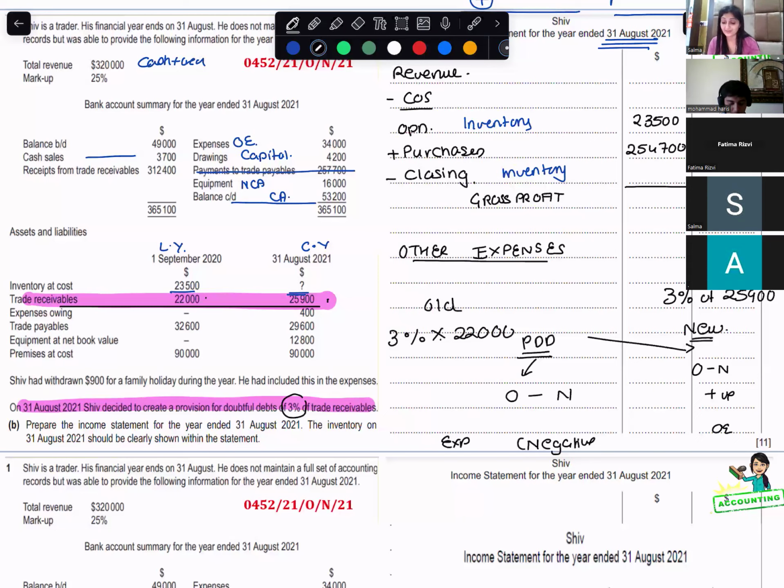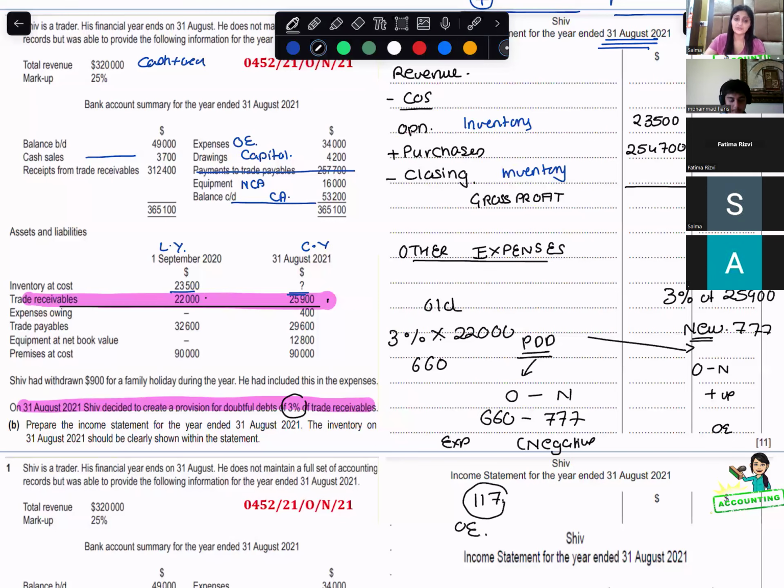It's 660, miss. 20,000 into 3%, 660. What is the new provision? 777. So it's an expense, increase in PDD. Old minus new, 660 minus 777. What is the answer? 117. Yeah, it is another expense.